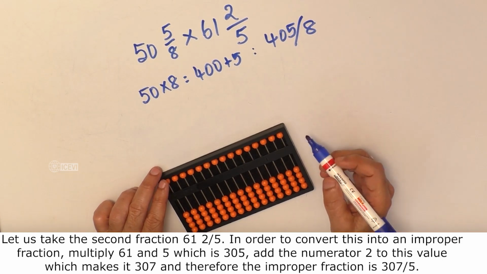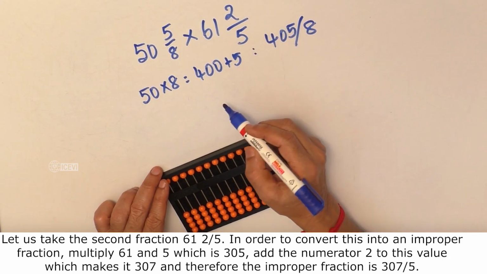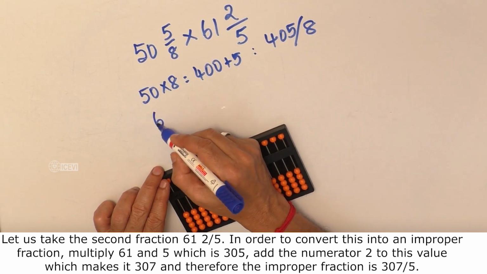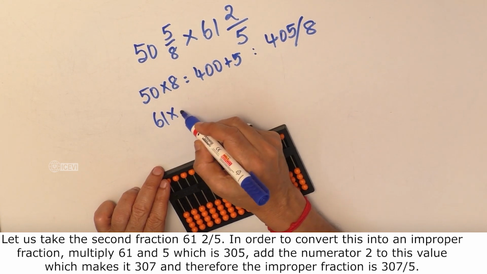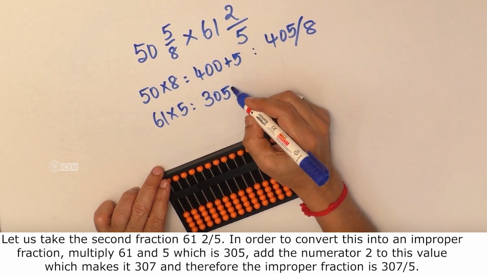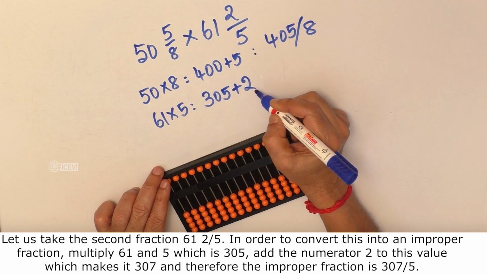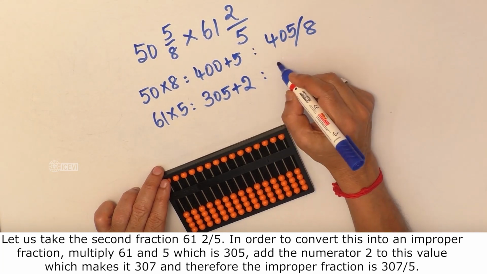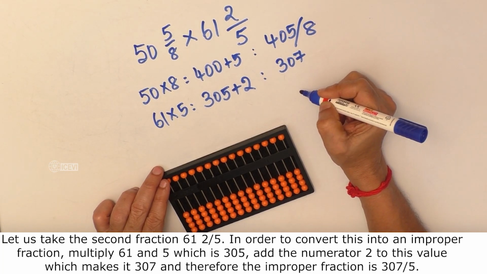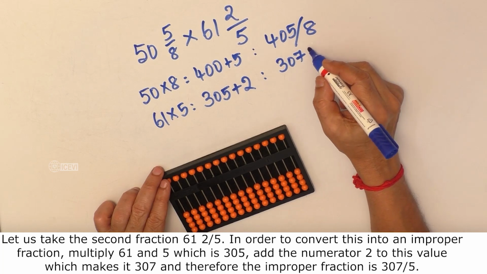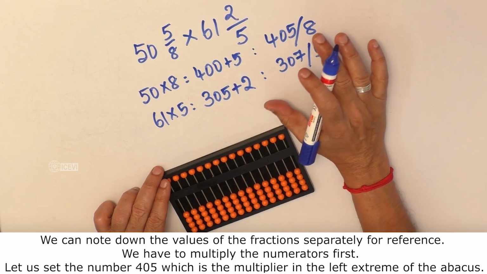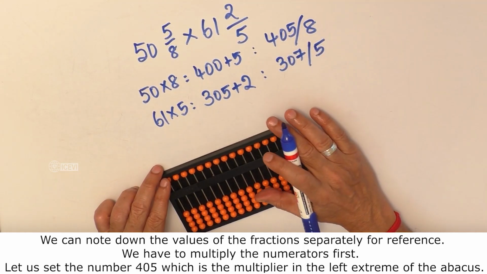Let us take the second fraction 61 2 by 5. In order to convert this into an improper fraction, multiply 61 with 5, which is 305. Add the numerator value 2 to this, and the value becomes 307, which is the numerator of the improper fraction 307 divided by 5. We can note down the values of the fractions separately for reference.